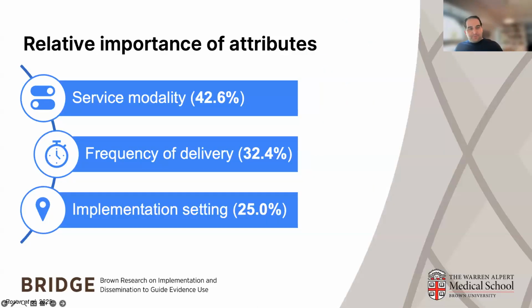And so once we processed this data with 157 participants who completed the discrete choice experiment, we found that service modality was actually the most important attribute that drove people's selections of bundles. So people cared most, relative to the other attributes, about what type of service it was that they were getting, whether it was pharmaceuticals, whether it was counseling, or something else. Frequency of delivery and implementation setting were less important, though, as you can see, they do factor into a substantial proportion of people's selections of preferences.